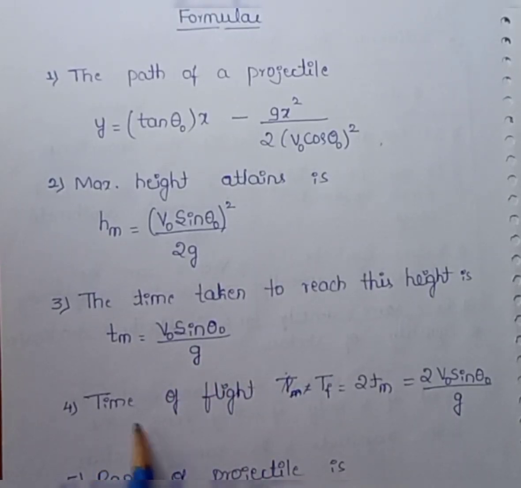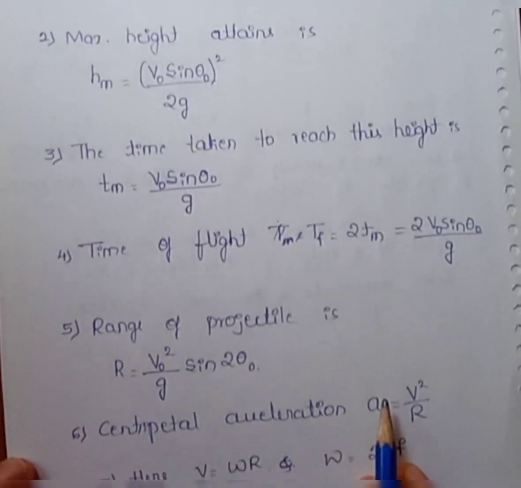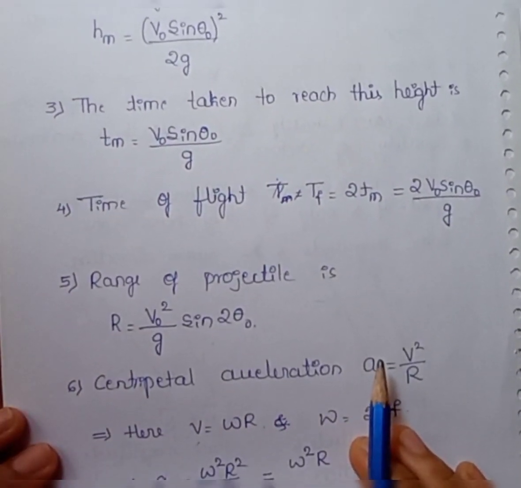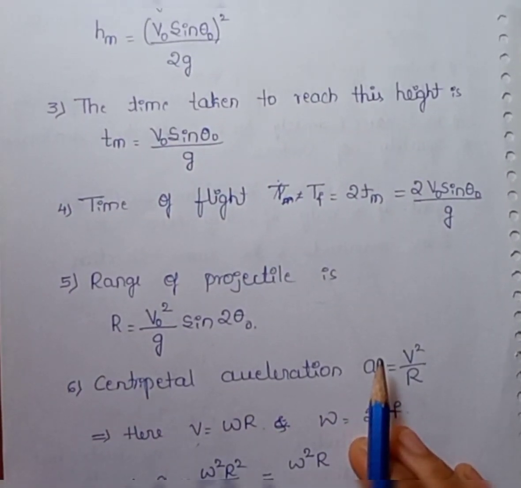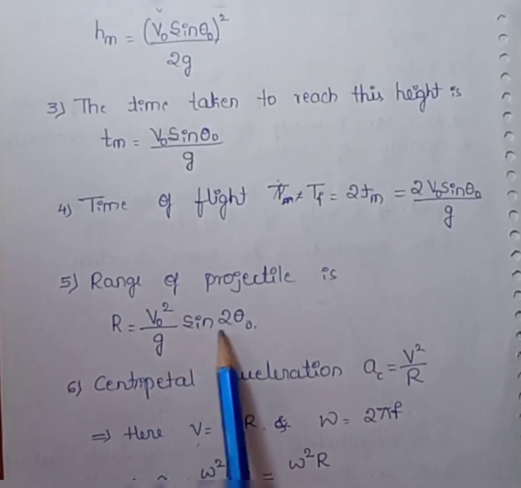Fourth formula, time of flight, Tf, can be written as 2 times Tm, which equals 2 times v naught sin theta naught divided by g. Next formula, the range of projectile. So how do we write the range of projectile? R can be written as v naught square divided by g into sin 2 theta naught.